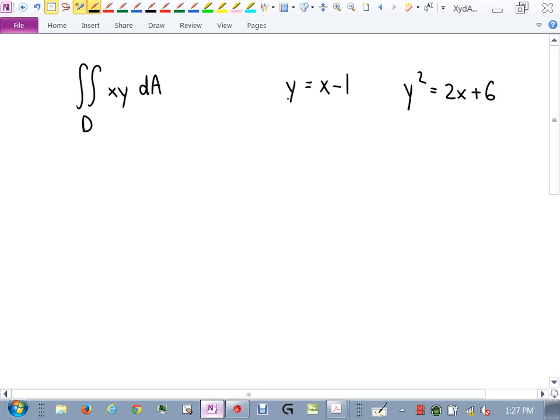So here's what I'll do. If we're going to try and do this as a type 2 region, we have to solve each of these equations for what variable? Get x by itself. So I'm going to isolate x. I'm going to say x is y plus 1. And then to get x over here by itself, we have what? 1/2 y squared minus 3.